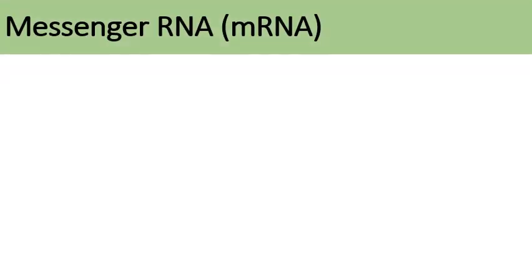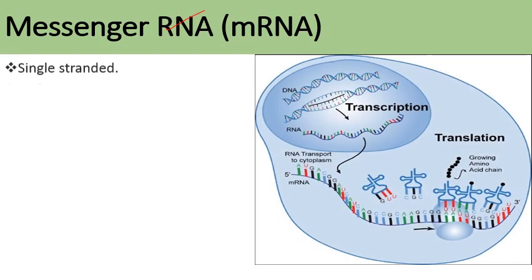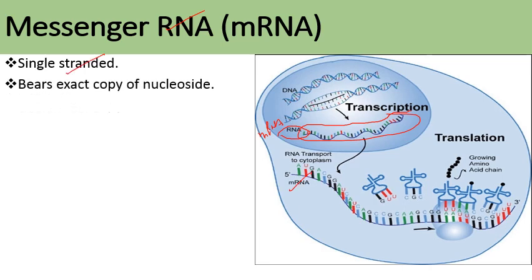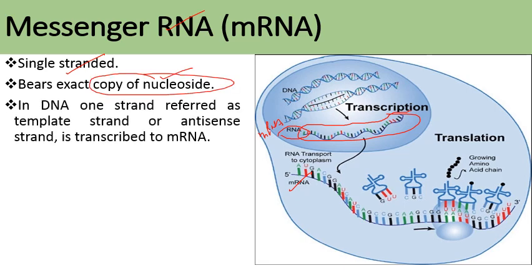And next comes messenger RNA. So DNA transfers its information with the help of this RNA, which is known as mRNA, to form a particular protein in the cytoplasm in case of eukaryotes. This RNA, which carries information from DNA to a particular protein, is known as mRNA. It is basically a single-stranded structure and bears an exact copy of nucleosides. In DNA, one strand is referred to as the template strand. The template strand is the strand from which the RNA is synthesized.